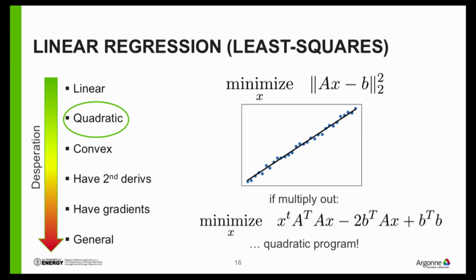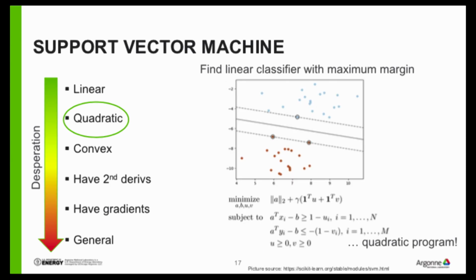Okay, so back to these categories of optimization, but with some machine learning examples. If you think about linear regression, the least squares version, you could write down the objective like this. So just fitting a line to your data. And if you multiply it out, you might see it looks like a quadratic program. So that gives you some idea of why linear regression is generally easy.